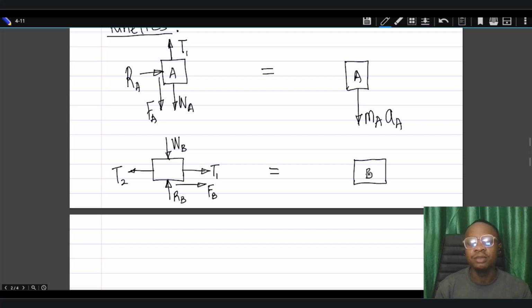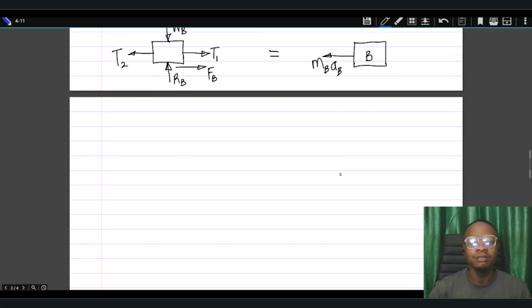So this is body B again. We know its positive coordinate direction is to the left by what we have used up there, so we direct this to the left as well. So this is the mass of B multiplying the acceleration of B.